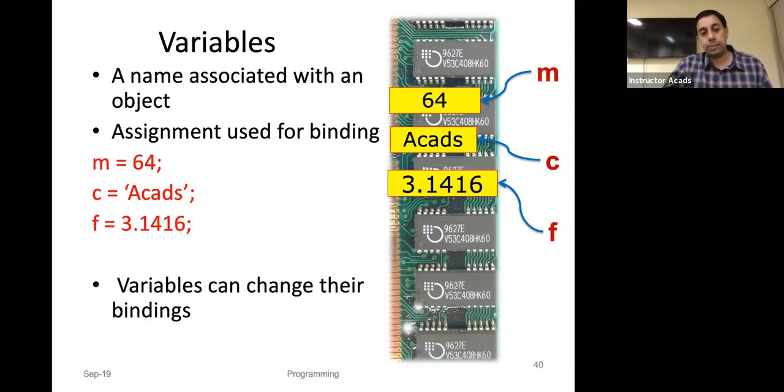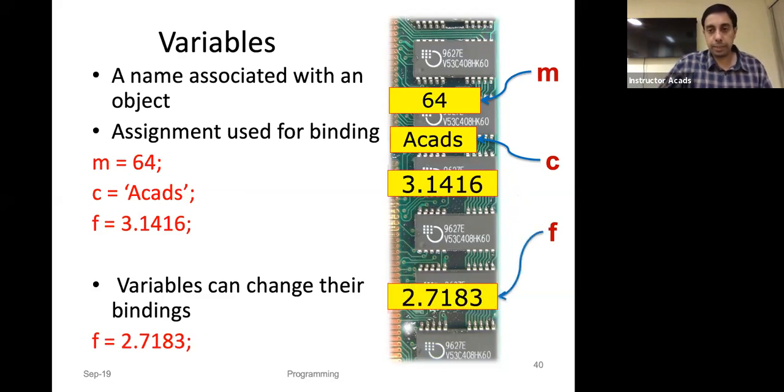A variable can change to a different value later in your code. So suppose your code is of the following nature: m equal to 64, c equal to within quotes acads, f equal to 3.1416. Later in your code, you may say f equal to 2.7183, some approximation of e. So at some point in your code, f may point to the value 3.1416. Later, at some other point in your code, it may refer to a different value. So variables can change their association to values later in the code.